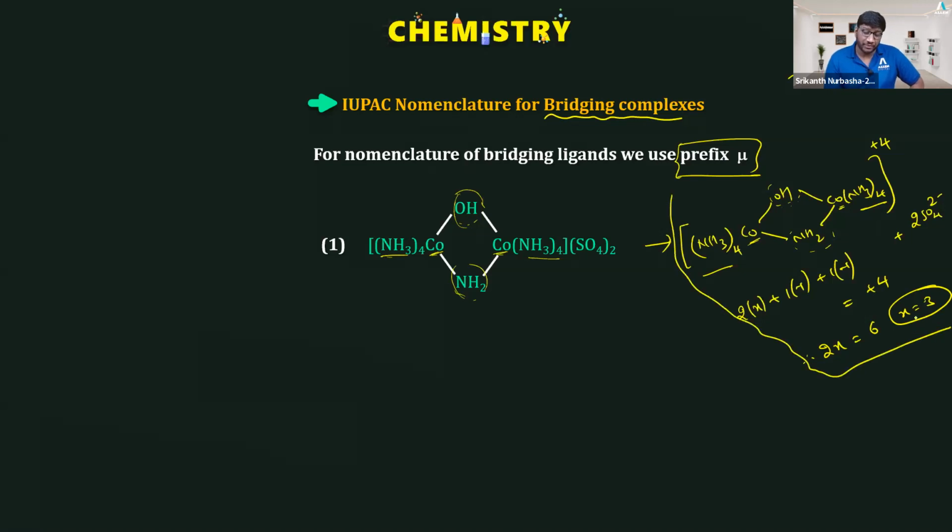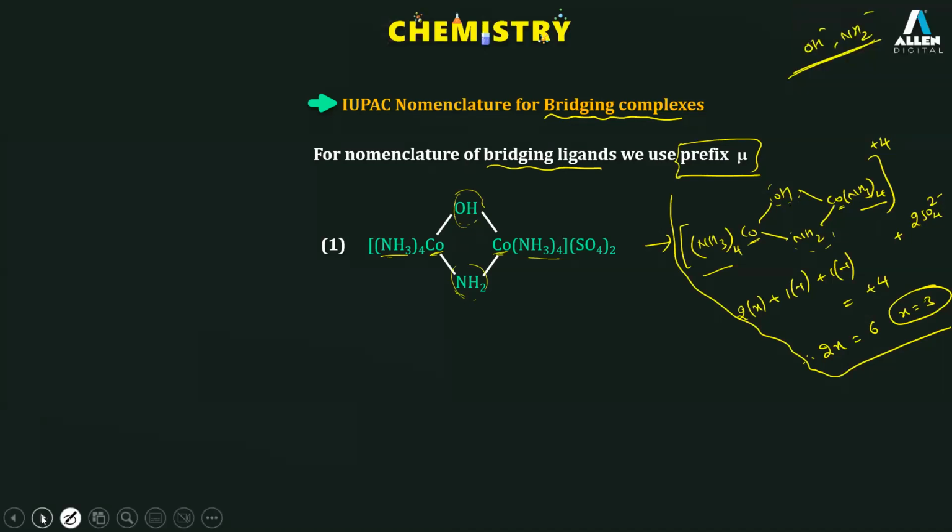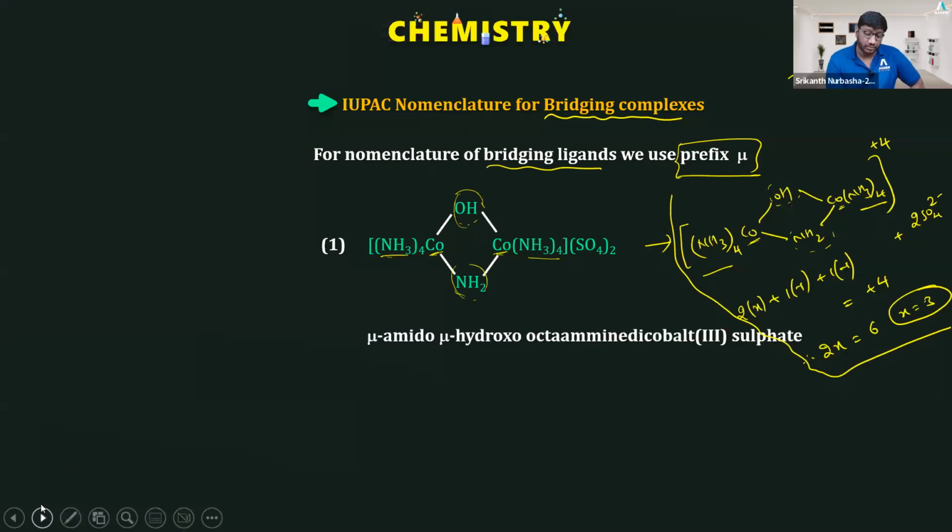Now we have to name the complex. How? For naming the ligands, especially the bridging ligands, we have to use the prefix mu. What are the bridging ligands here? OH and NH2. What is the name of OH? Hydroxo. NH2 is amido, yes or no? It's obtained from NH3, so again you have to name it. So this is hydroxo, and this is amido.